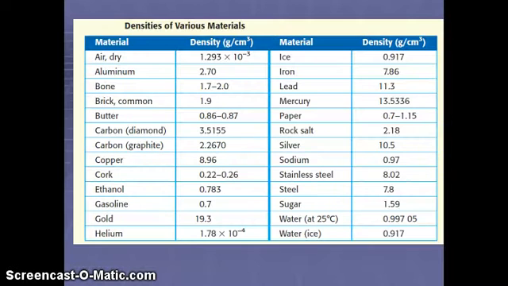This chart shows some densities of various materials. So dry air will always have a density of 1.293 times 10 to the negative third. If you recall, that's scientific notation, so that would be 0.001293. Brick will have a density of 1.9. Paper will have a density of around 0.7 to 1.15.